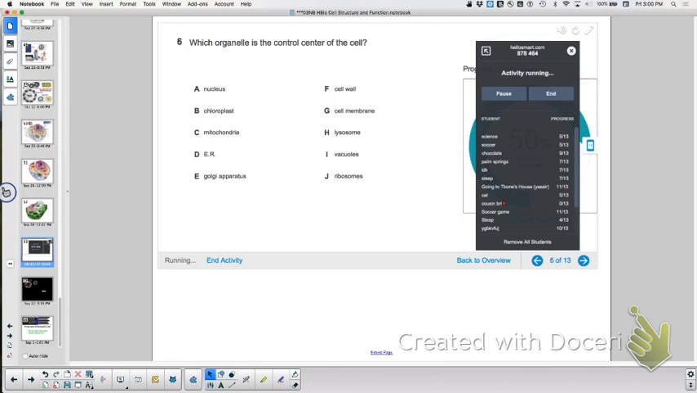Here's question 6. You can do it. Come on, commit to an answer. Here's question 7. Here's question 8. And here's question 9. And 10.